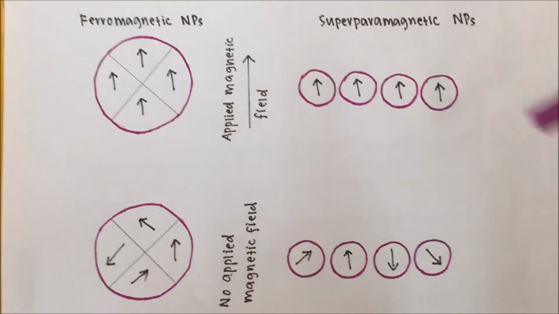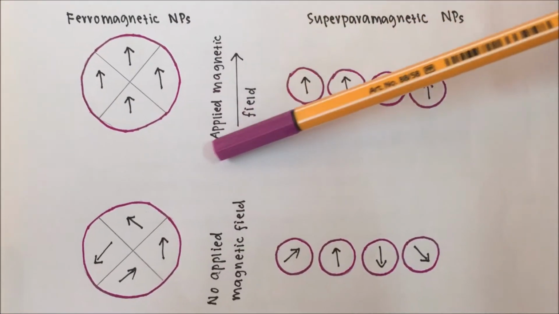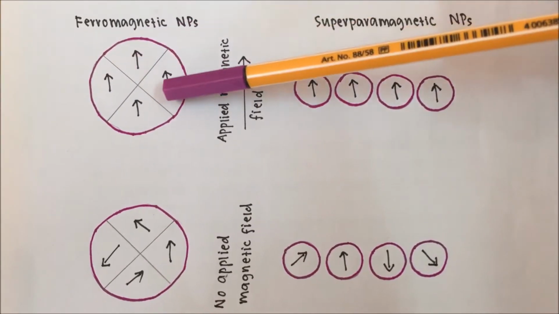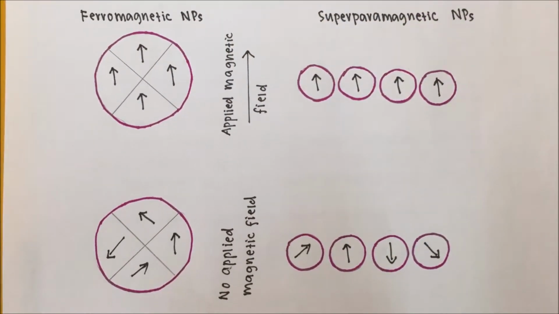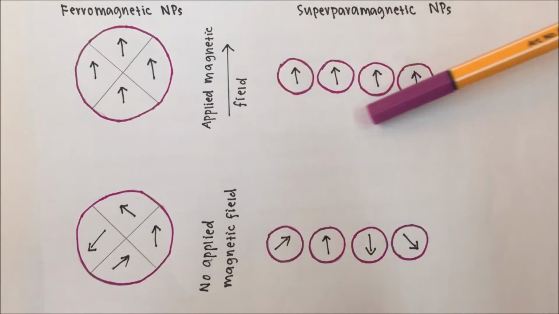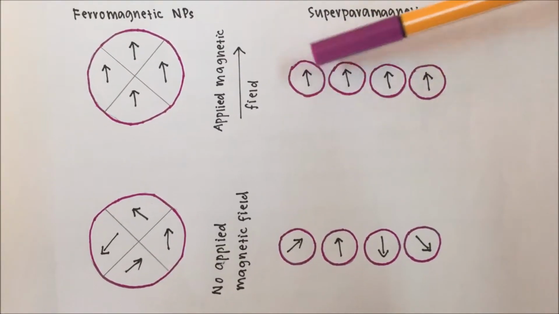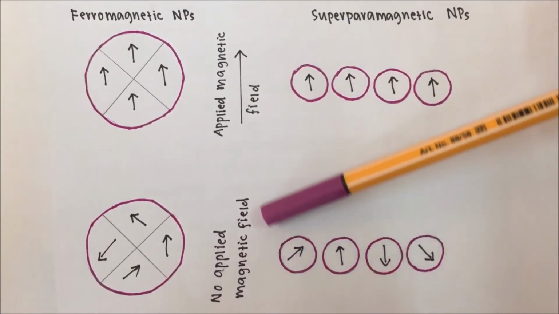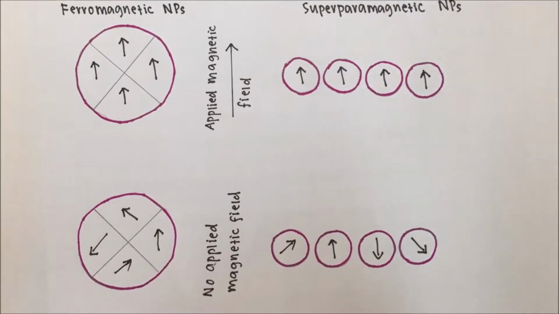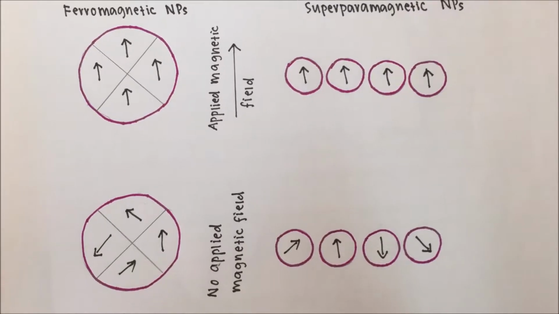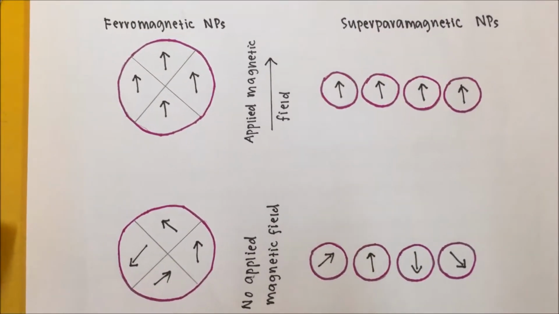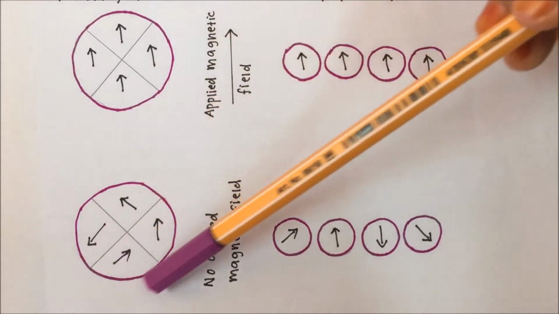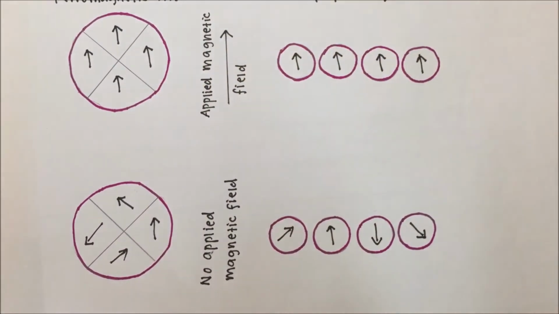Under an external magnetic field, domains of a ferromagnetic nanoparticle align with the applied field. The magnetic moment of a single domain superparamagnetic nanoparticle aligns with the applied field. In the absence of an external field, a ferromagnetic nanoparticle will remain at a magnetization, whereas a superparamagnetic nanoparticle will exhibit no net magnetization due to rapid reversal of magnetic moment.